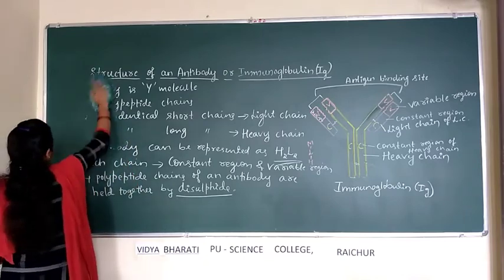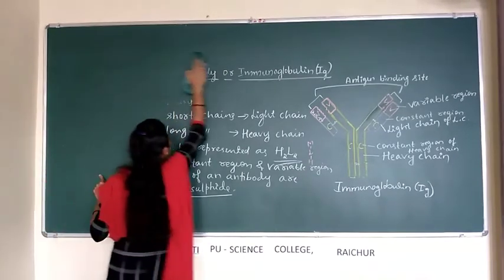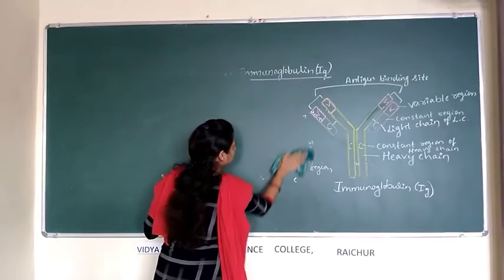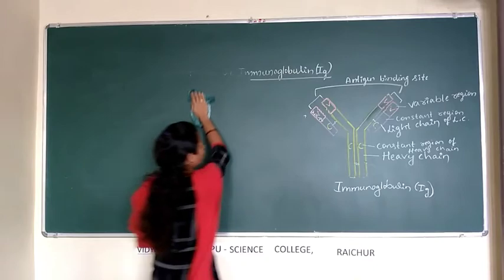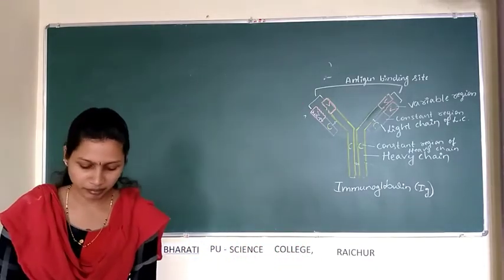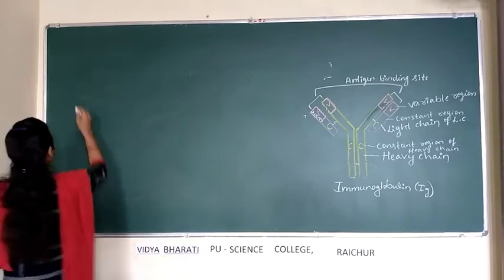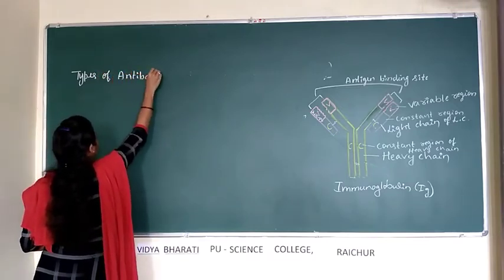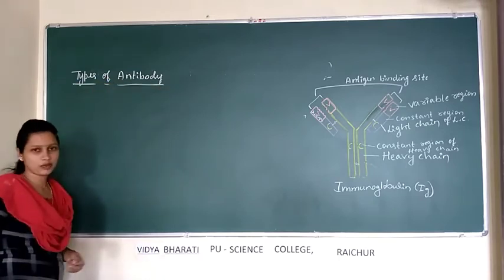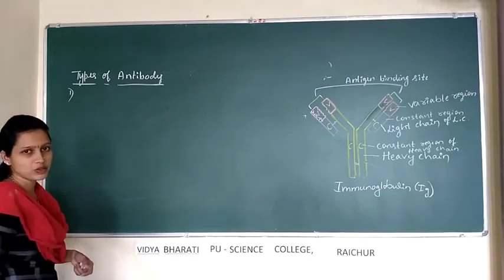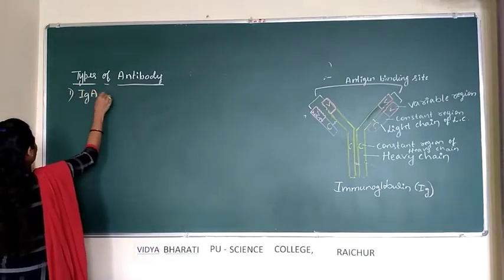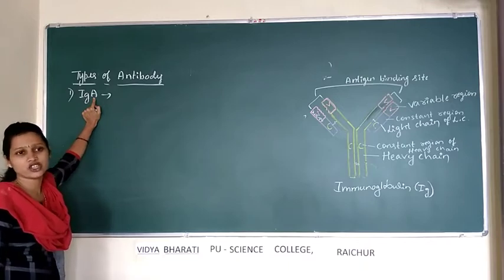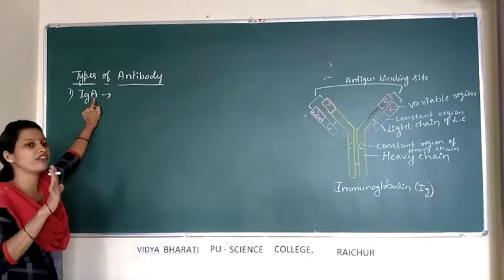Next one is types of antibody. There are mainly 5 different types of antibody: IgA, immunoglobulin A, IgM, IgE, IgG and IgD are the 5 types of immunoglobulins.